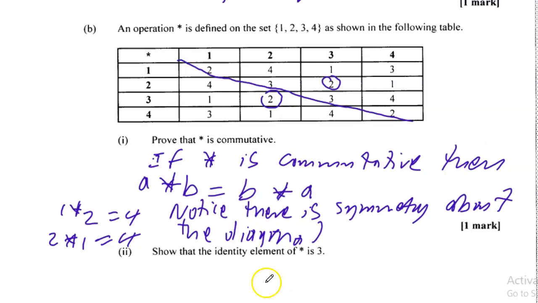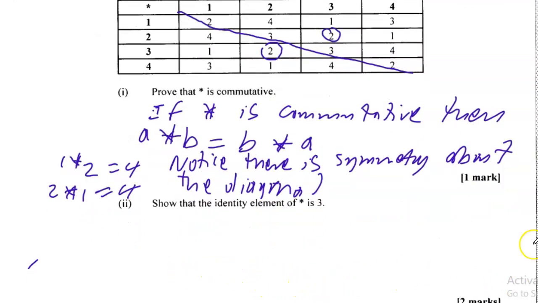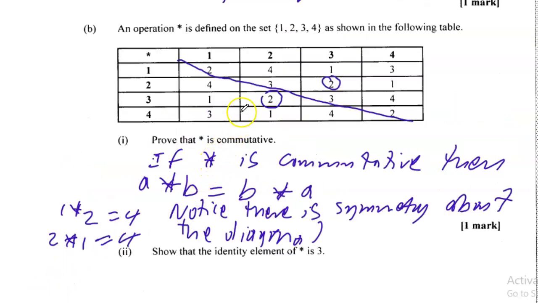Alright? Part 2. Show that the identity element of asterisk is 3. Now the thing about identity elements, notice for example in number theory the identity element is 1, which means that any value times 1 you get back the same value, right? For example 4 times 1 is 4, 5 times 1 is 5, and so on.